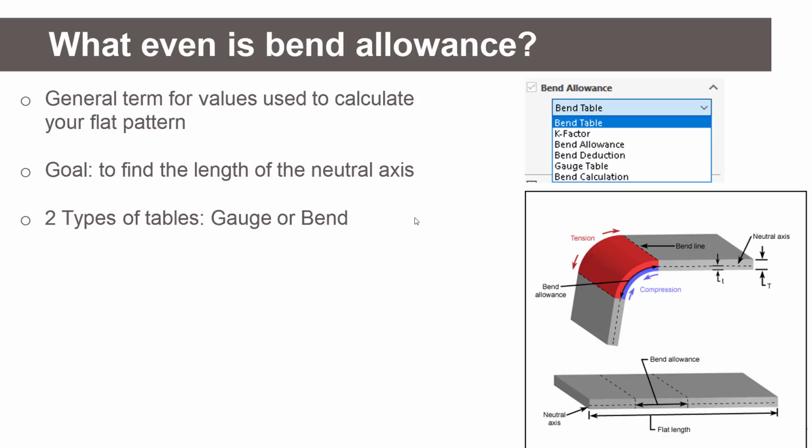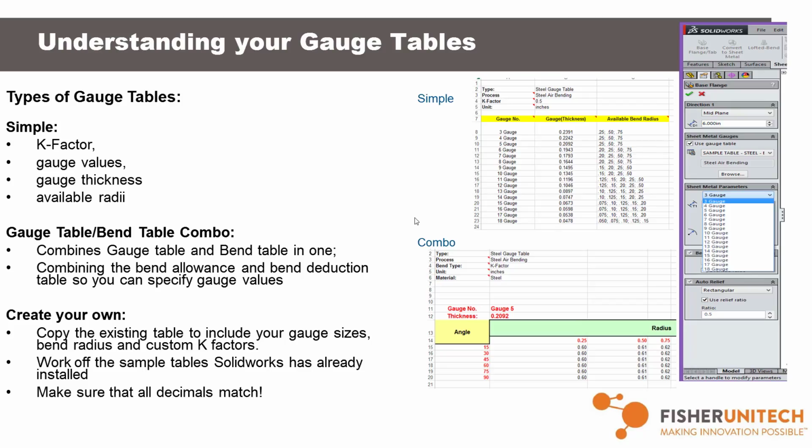So when we actually start getting into these tables, we're going to be talking about two of them: gauge tables and bend tables. So, understanding your gauge table. There are two main types when you get to gauge tables. There's going to be simple, and then there's going to be combo or hybrid tables.